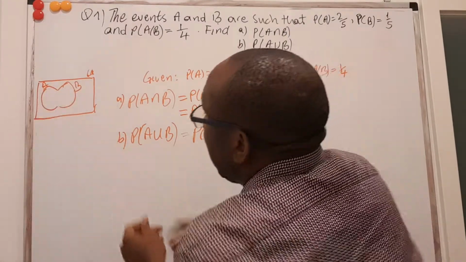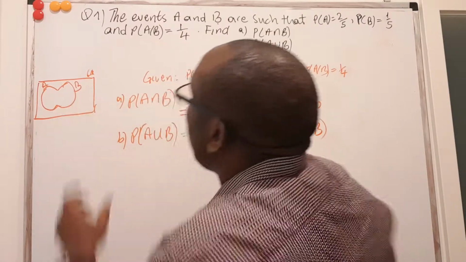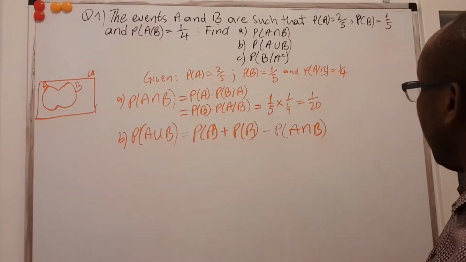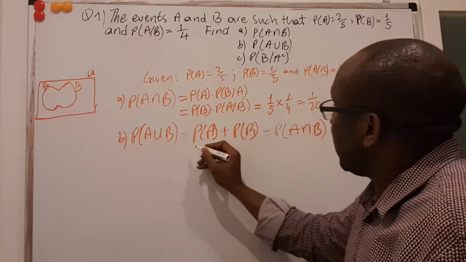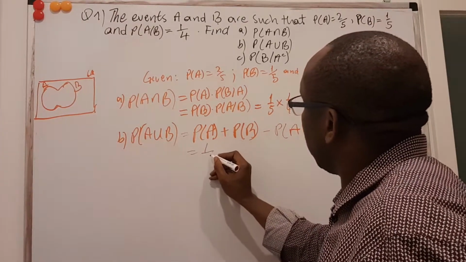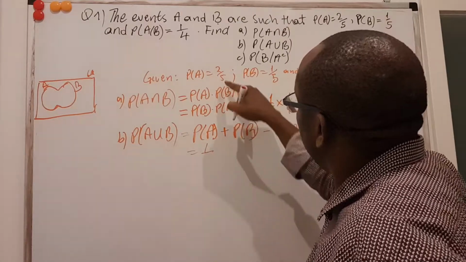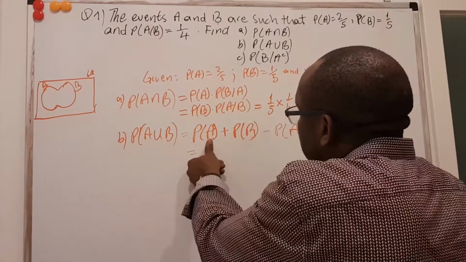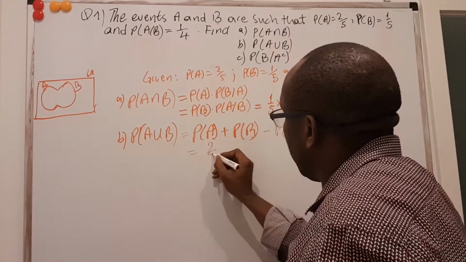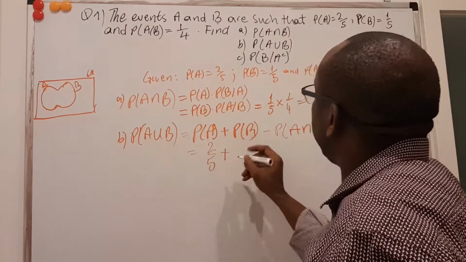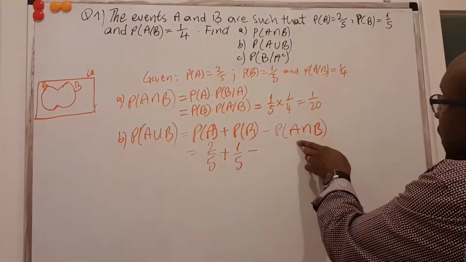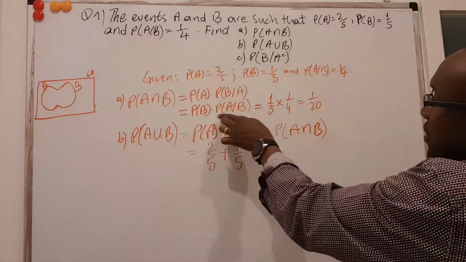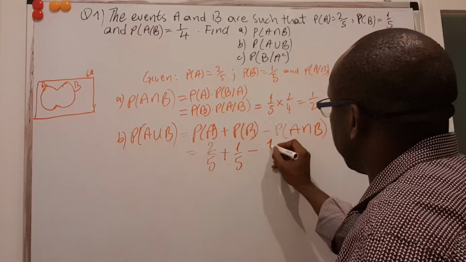So this is the A union B type of probability that we'll be looking for here. In this case, we have our P of A that's given to us, 2 on 5, plus 1 on 5, minus P of A intersection B. We just did that now. That's 1 on 20.